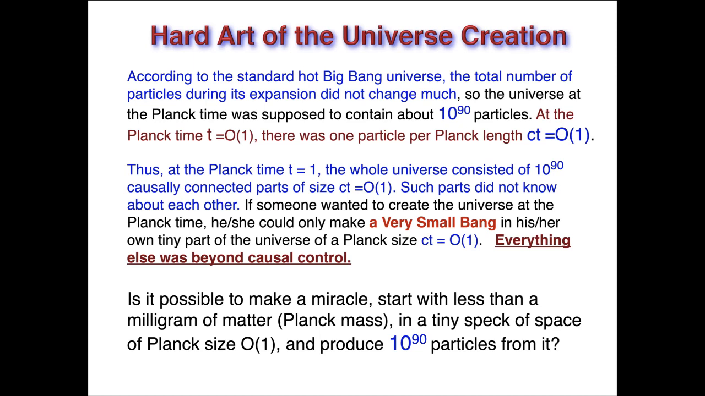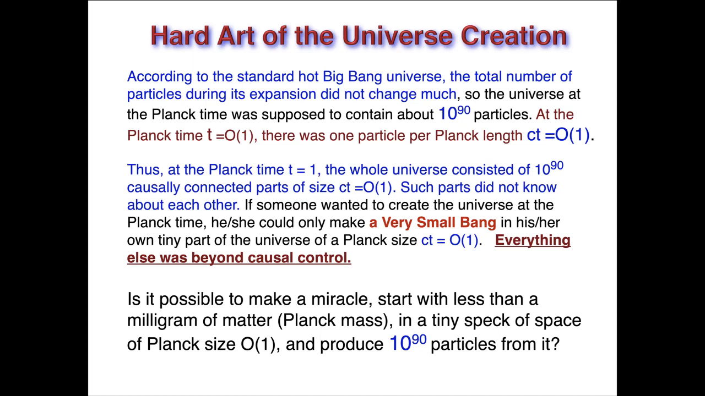The whole information was only about what was at the distance 10 to the minus 33, and that's about one elementary particle. So if somebody wanted to create the universe, he could make only a very small bang, creating part of the universe with one particle. As for the other particle, he would be unable to approach it because it would be outside of his or her, whatever, causal region of influence.